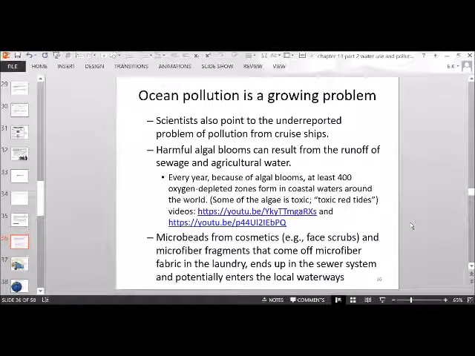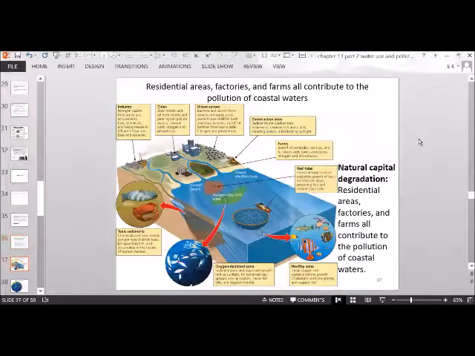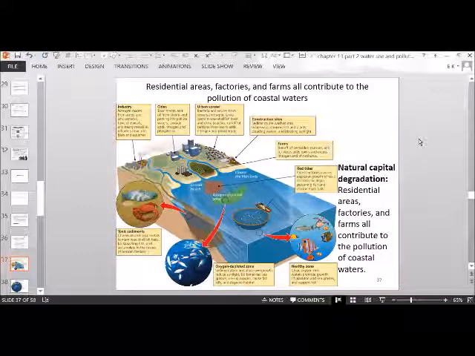Another source of ocean pollution is microbeads from cosmetics. That includes little tiny beads in face scrubs or body washes and things like that. Also, microfiber fragments come off of microfiber fabric when you do laundry. That all ends up in the sewer system, and it could potentially enter into the local waterways. And this shows you residential areas, factories, and farms contributing to pollution of coastal waters. So you could read through each little box here.